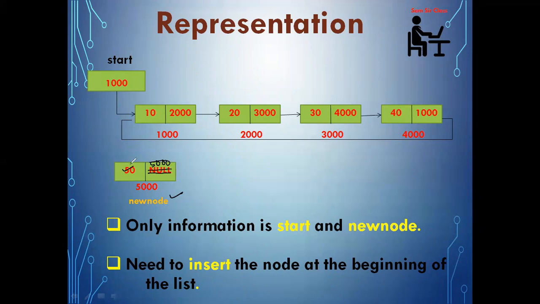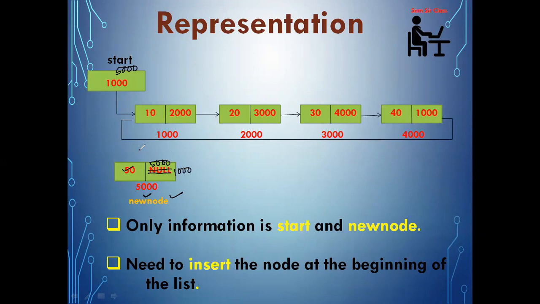Now we need to insert this element at the beginning. So what are the things we need to change? Now start will keep 5,000. As this new node will become the first node, its next part will keep 1,000. So in the next part, we need to keep 1,000.